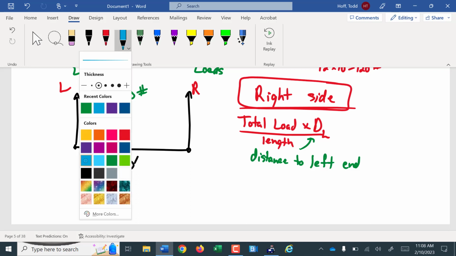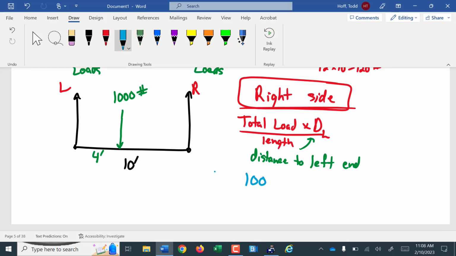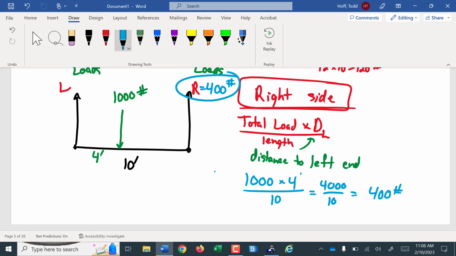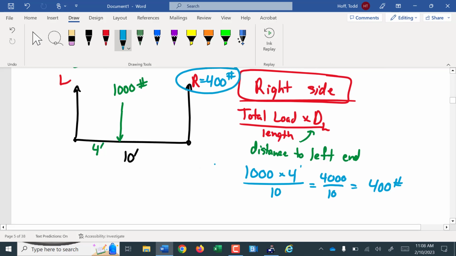So here we have the total load of 1,000 pounds times, what's the distance to the left end from that load? 4 feet, divided by the total length of the beam, 10 feet. So it's 4,000 divided by 10, or 400 pounds. So the right end here has to hold 400 pounds. The left end has to hold 6. They have to add up. But let's do a formula to make sure.